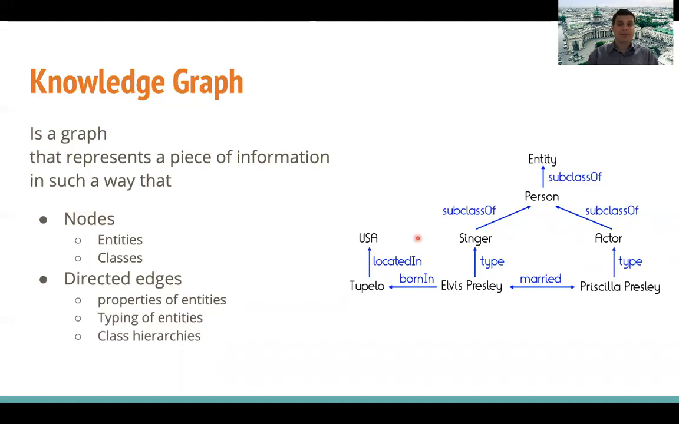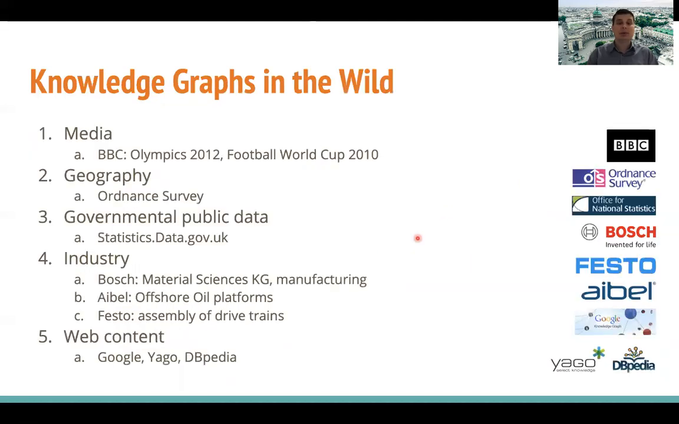This format is actually quite popular nowadays, and in many domains, people use knowledge graphs to represent information. In media, BBC used knowledge graphs to store information about the Olympics 2012 and the Football World Cup 2010. A lot of geographical data is available as knowledge graphs. For example, Ordnance Survey does so. A lot of public governmental data is in knowledge graphs. In the UK, at least, this is an example.